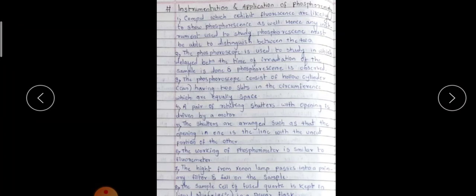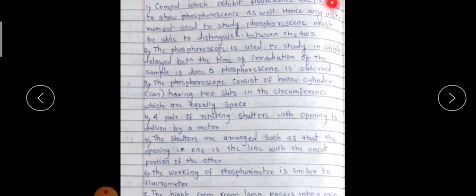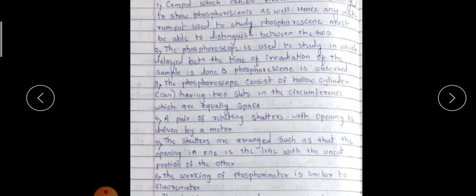Of course, in fluorimetry, fluorescence was studied. In phosphorimetry, phosphorescence will be studied. In this particular topic, we will see that the compounds which exhibit fluorescence are likely to show phosphorescence as well. Hence, any instrument used to study phosphorescence must be able to distinguish between the two. Phosphorescence is studied in which there is a delay between the time of irradiation of the sample and the time phosphorescence is observed.